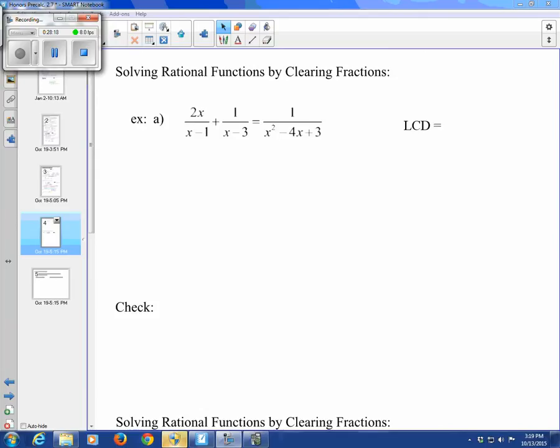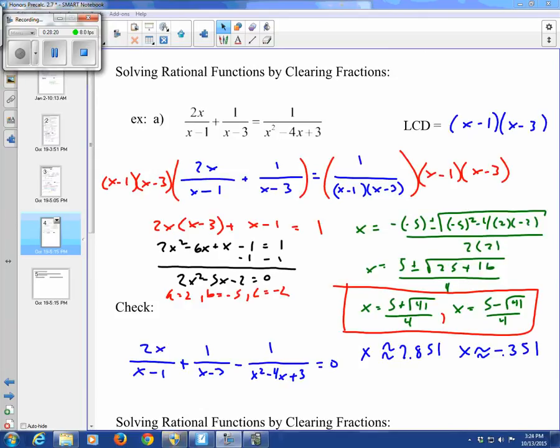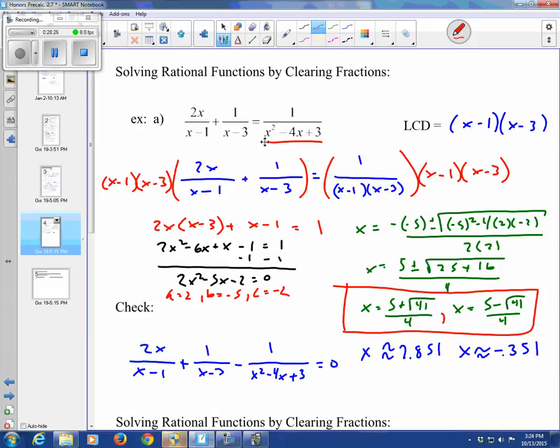Okay, so right here we can see that by factoring our quadratic, we get x minus 1 times x minus 3 in the denominator. And since those are both the denominators of our two terms on the other side, we can say that our least common denominator is going to be x minus 1, x minus 3. When we multiply that on both sides, we're going to see the multiplication and the division cancel on this side, right?